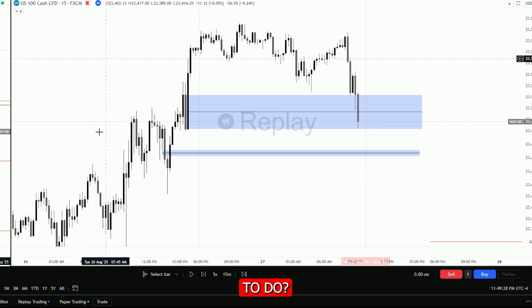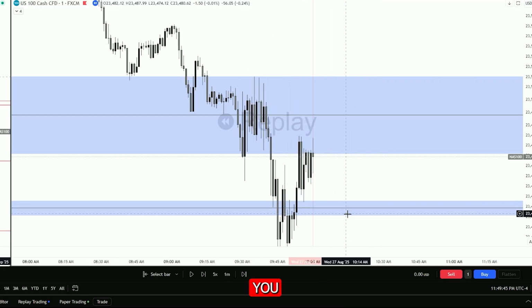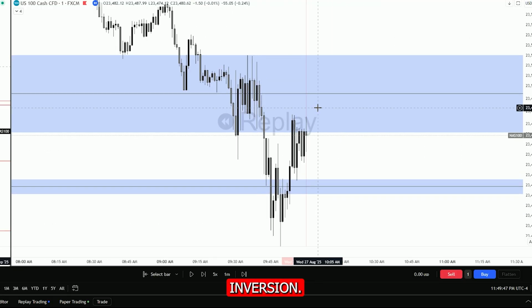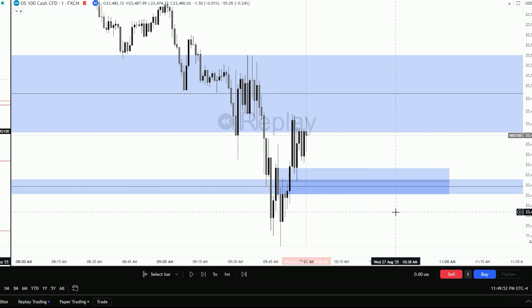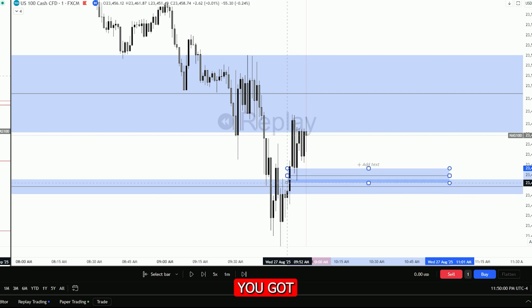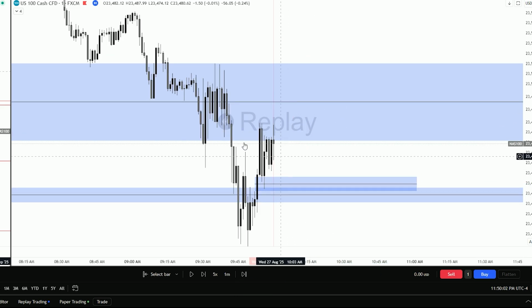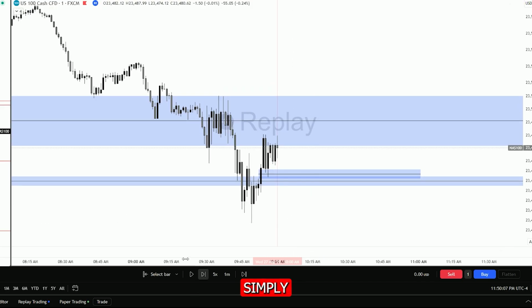Okay, so what you're going to do, you're going to wait for the market. What you did over here is you just tapped the inversion. Now this is your failed order block, which is also a breaker. You just tap into the breaker. You can just take the FVG as well. You got your 10 a.m. open. All right, and now you can simply place your order.